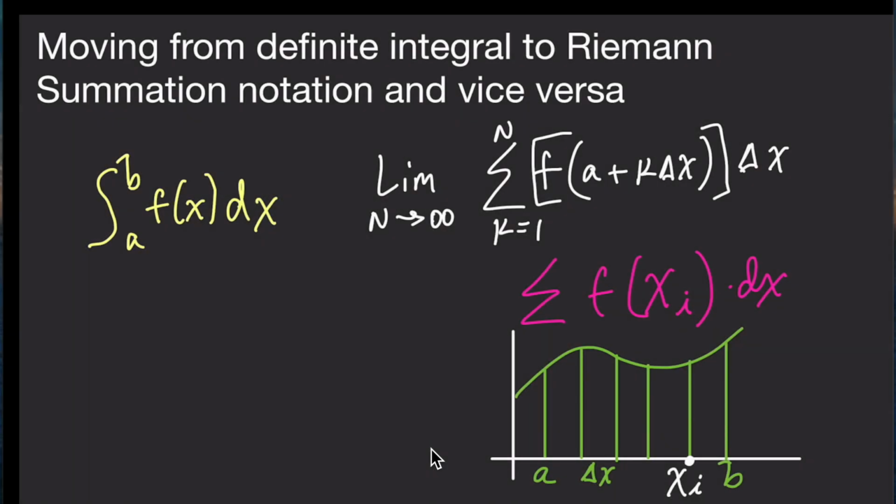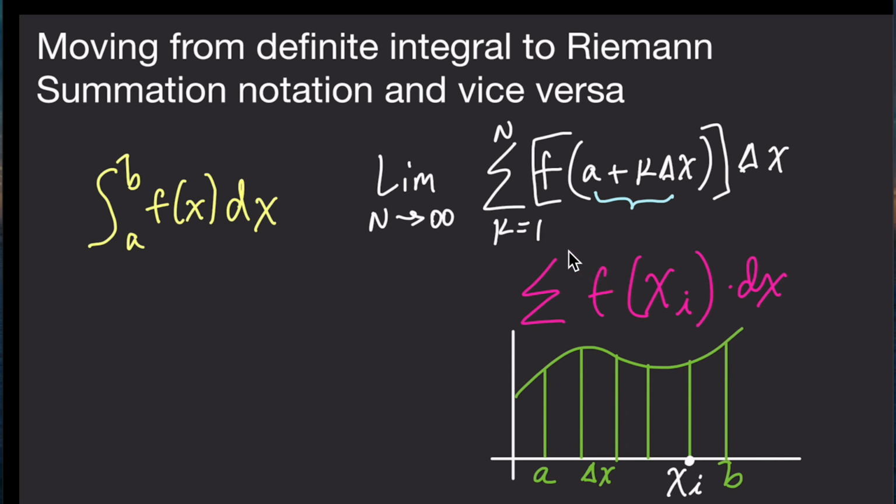In this video, we're going to be moving from definite integrals, which is shown here on the left, and the Riemann summation notation, which is shown on the right. Now, the Riemann sum notation, I've seen it written both in white and in pink, and these things mean the same. In that parentheses, a plus k delta x, or f of x sub i.